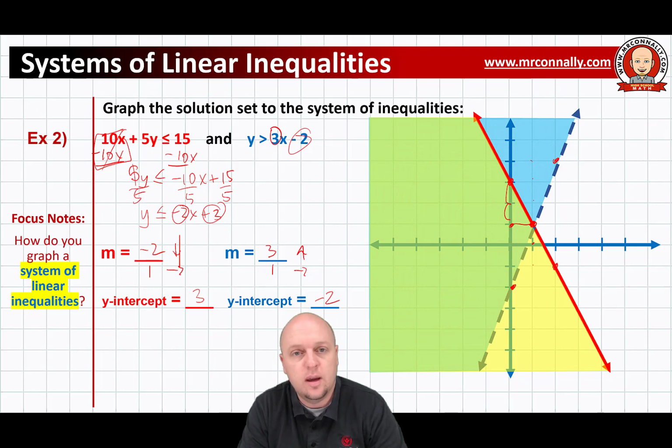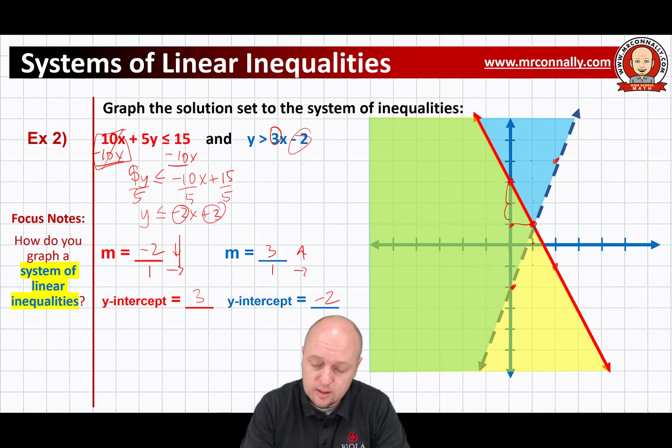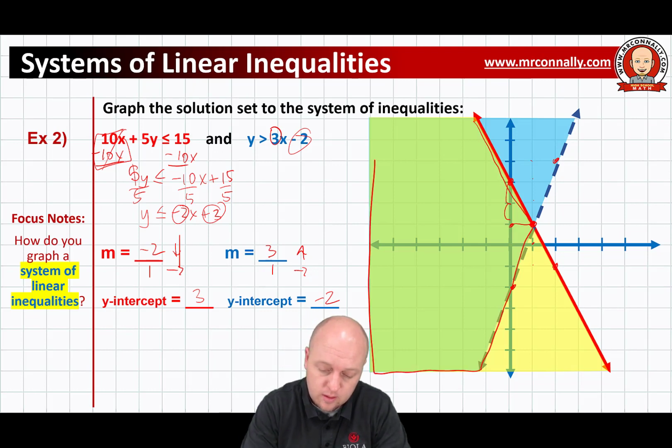Okay, so again, we've got blue on this line and then yellow on the other, and when they come together they make green. That's to show the overlap of both of those solution sets. So here's our answer right here, all the green part. This is our solution.